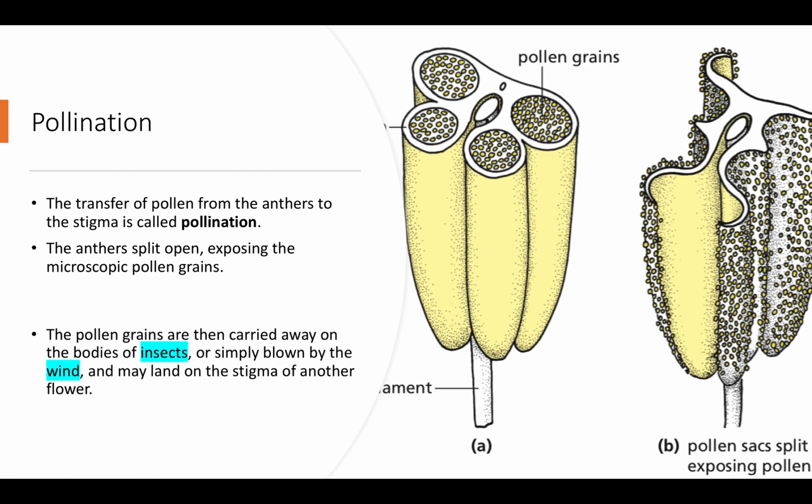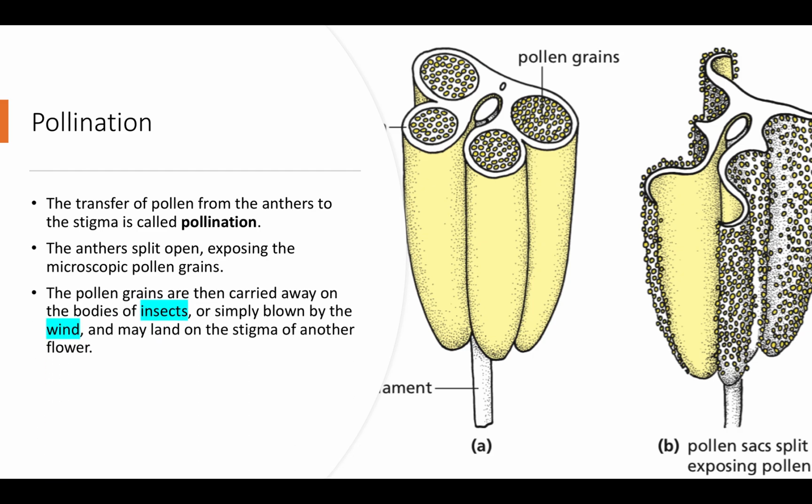Now, there are two or three ways in which the pollen grains can be transferred from a plant to the same plant or to a different plant. They could be transferred by insects, animals, or by wind, and we will talk in detail about the ways they could be transferred later on in this video.